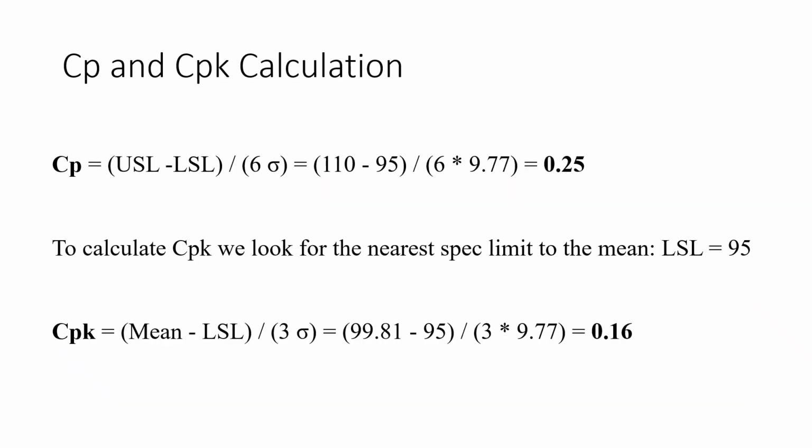We apply the formula to calculate CP, spec range divided by 6 sigma. To calculate CPK, we select the spec limit closest to the mean, which is the lower spec limit of 95. We divide the distance between the mean and the lower spec limit by 3 times sigma. Both values are totally unacceptable. We can expect many defective parts. The fact that CPK is lower than CP indicates that the process is not centered in the spec range. A target for a 6 sigma process is a CPK of 1.5.